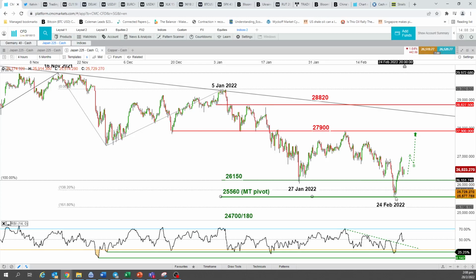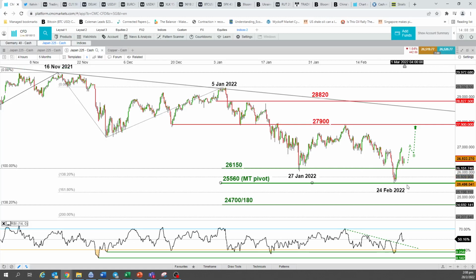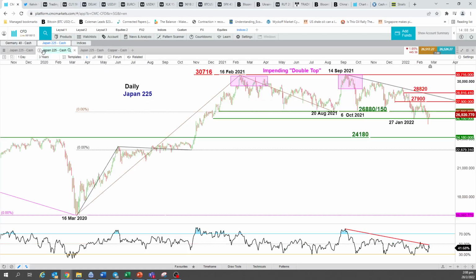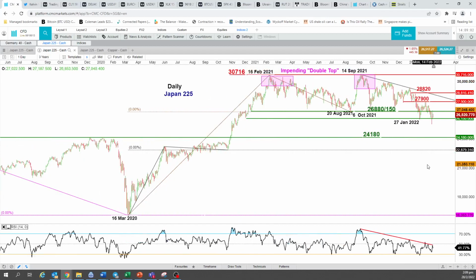This is the last Thursday low, so it gives a bit of breathing space. As long as this level holds, we could potentially see a rebound towards 27,900. However, if we start to have a daily close below 25,560, then we could potentially see much lower levels at the next support at 24,700 slash 24,180. What's 24,180? It is actually this former range resistance, which now turns into a pullback support level.